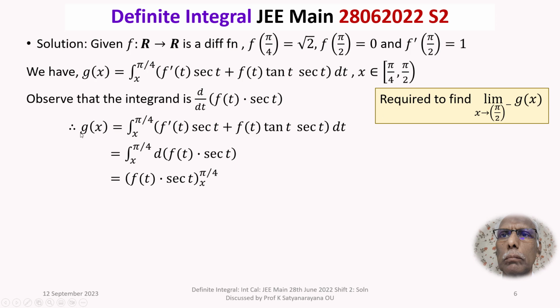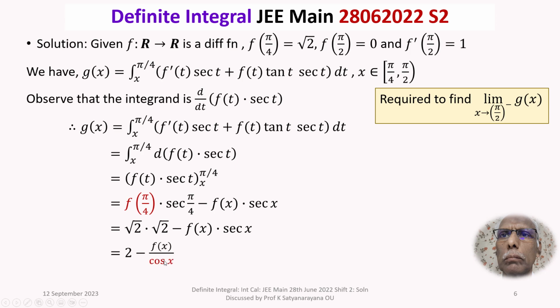Thus, we have obtained a function of x where x comes from this semi-closed interval. So, evaluate for the upper limit f at pi by 4 into secant of pi by 4 minus for the lower limit f of x into secant x, and f of pi by 4 is given to be root 2. Secant pi by 4 is also root 2. Root 2 into root 2, minus f of x into secant x, and that is 2 minus f of x by cos x.